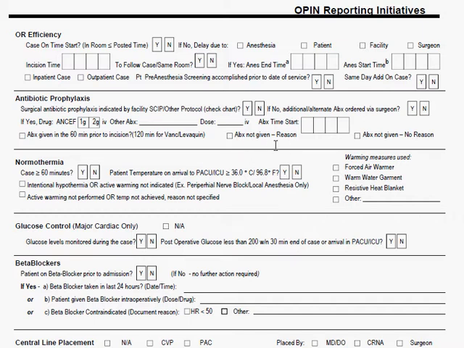For example, it's an I&D of an abscess and they don't want to give antibiotics until after cultures are drawn, or any other medical reason, we would check here. Final box is antibiotics were not given, I don't have a reason, I just didn't do it. That would be the box to check right there.